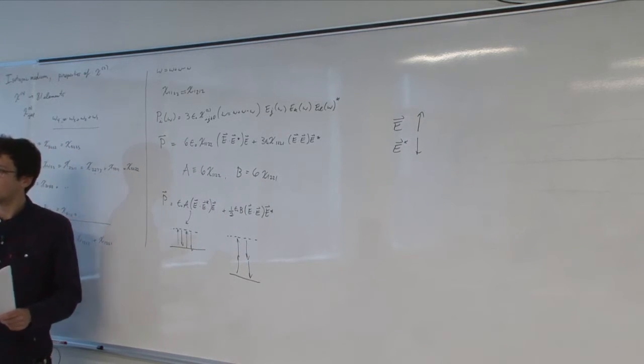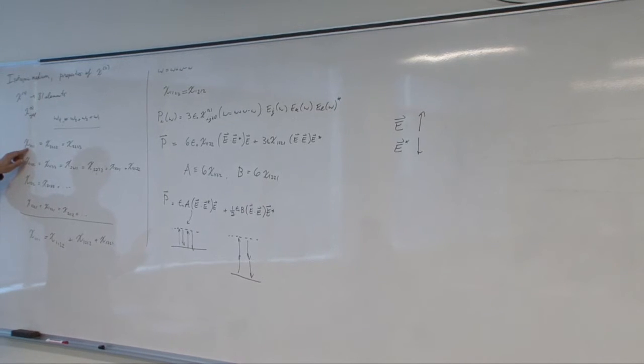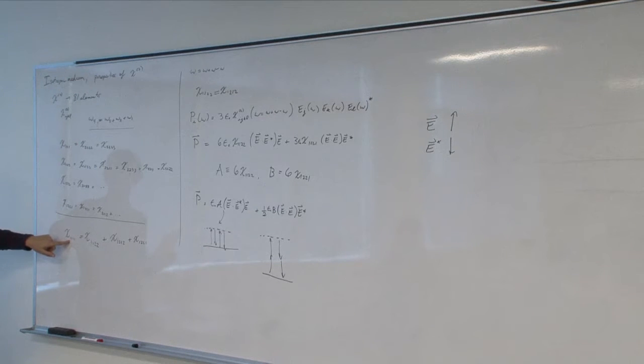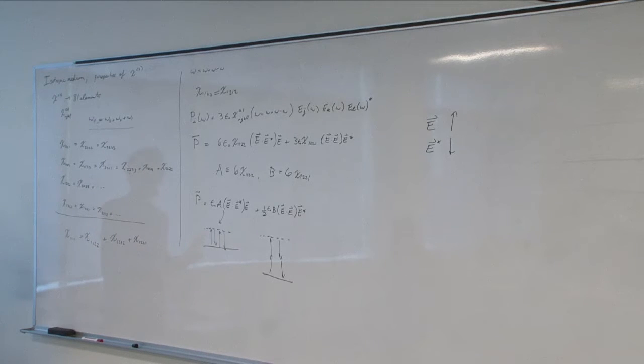Yes? In your equations for the polarization on the right side of the board, what happened to the terms of the form like chi 1, 1, 1, 1? Do those terms disappear? What happened to chi 1, 1, 1? I got rid of it here, I think. Oh, okay. So I used this relation, and that's where it went. I used this relation to replace all those guys, and then there's this guy here. That's right.